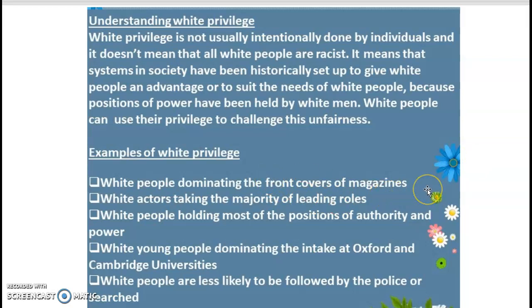White people dominate the front covers of magazines. White actors get the majority of leading roles in movies. White people hold most of the positions of authority and power in government and what have you. White young people dominate the intake at Oxford and Cambridge, the two top universities in this country. White people are less likely to be followed by the police or searched. So examples of the way people who are white get a better deal in society than people who are black.